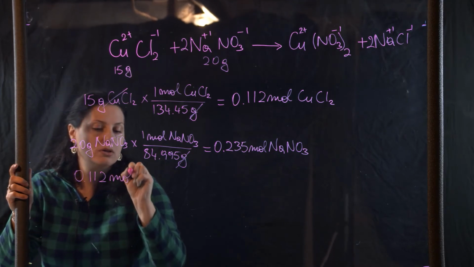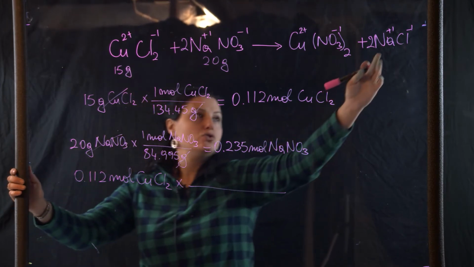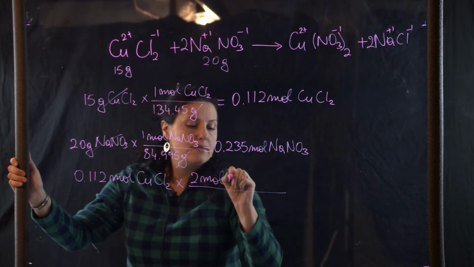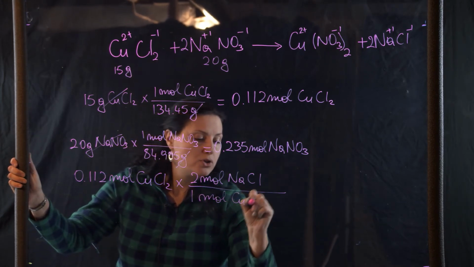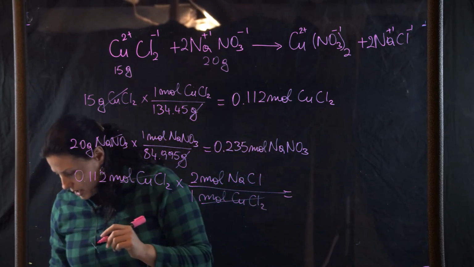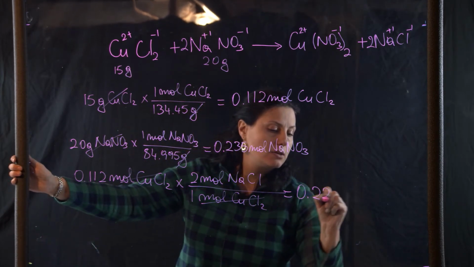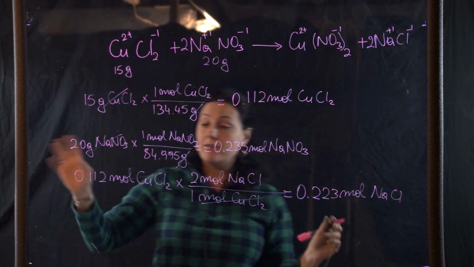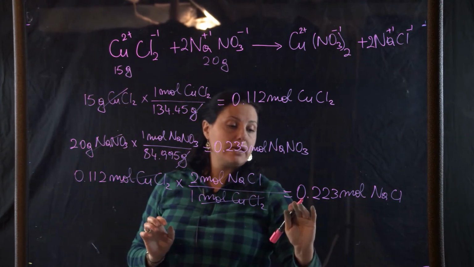0.112 moles of copper(II) chloride. What's my molar ratio? 2 moles of NaCl for every 1 mole of copper(II) chloride. This will cancel, and this will just multiply by 2, which gives me 0.223 moles of NaCl.